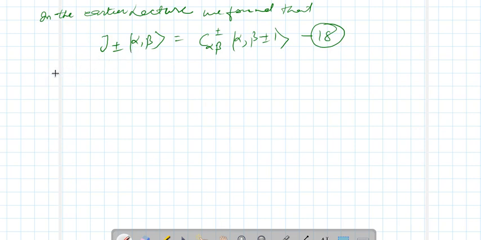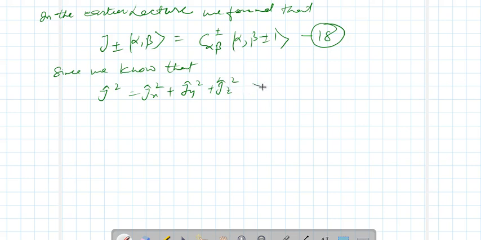Right. Since we know that J² = Jx² + Jy² + Jz², and this is always greater than or equal to 0 because this is always a positive quantity, from here I arrive at the conclusion that J² − Jz² = Jx² + Jy², and this is again greater than or equal to 0.